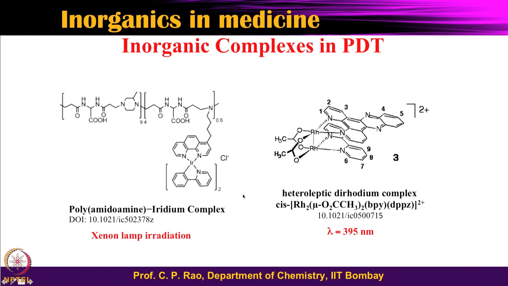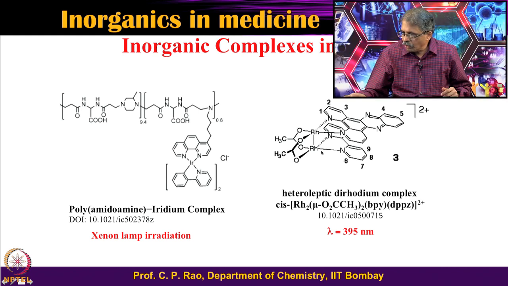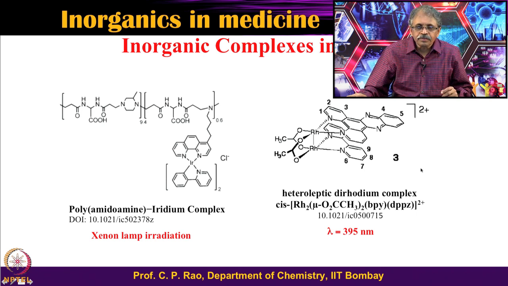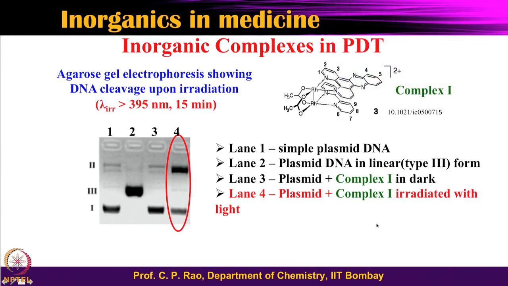Now, two more compounds are shown over there, the iridium and rhodium. It is a mononuclear, and it is a dinuclear one. You have attached all this amido amine to the iridium complex, and this is a heteroleptic dirhodium complex. And this can be activated by the xenon lamp, and this by 395 nm, which is more or less at the beginning of the visible or the end of the UV light radiation. So, you have seen how these things happen.